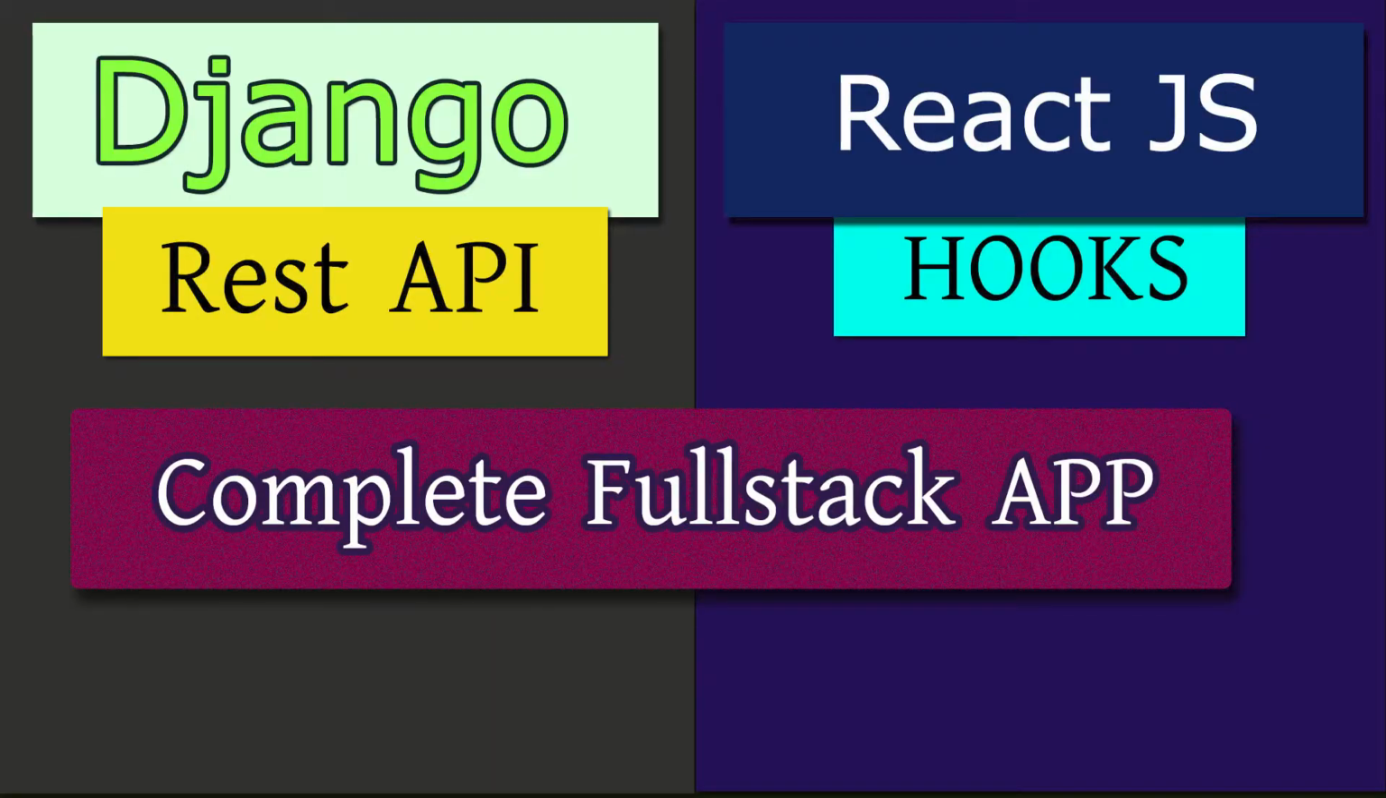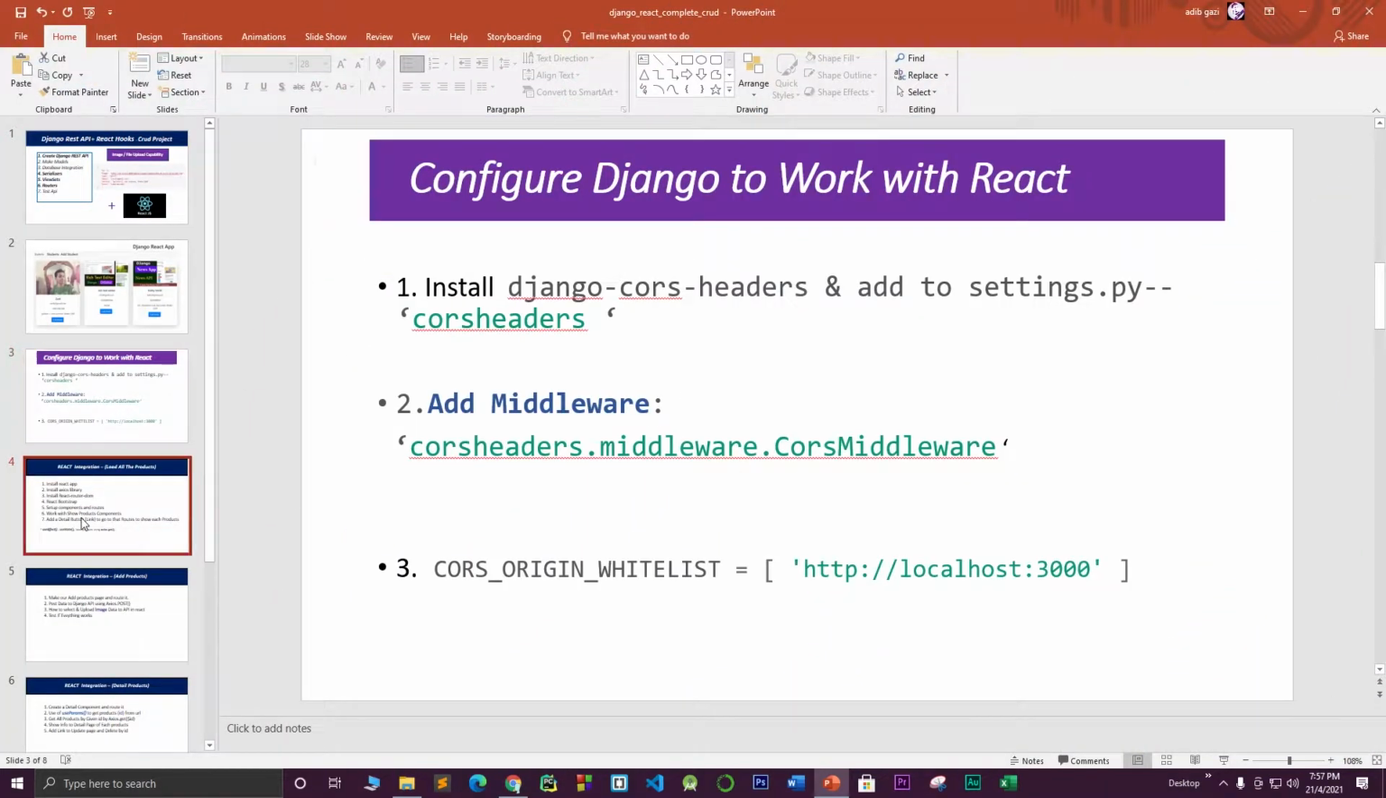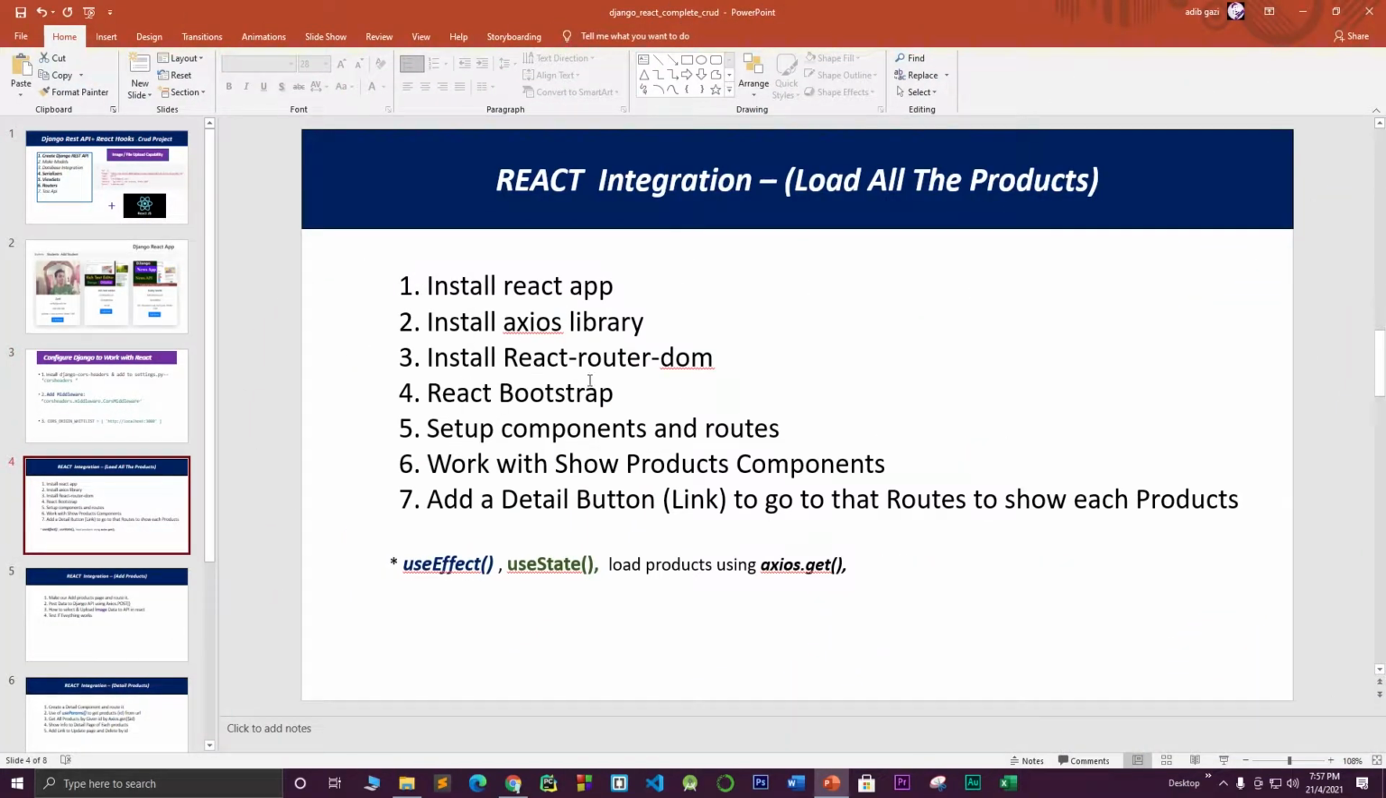So this is the second part where I'm going to show you how to work with the React.js application. We're going to install the React app and use the Axios library to get all the products information from our Django API. We'll work with React Bootstrap and React Router, set up our components and routes, and work on the design of the React project. Our main work is to load all the products in a nice card view.